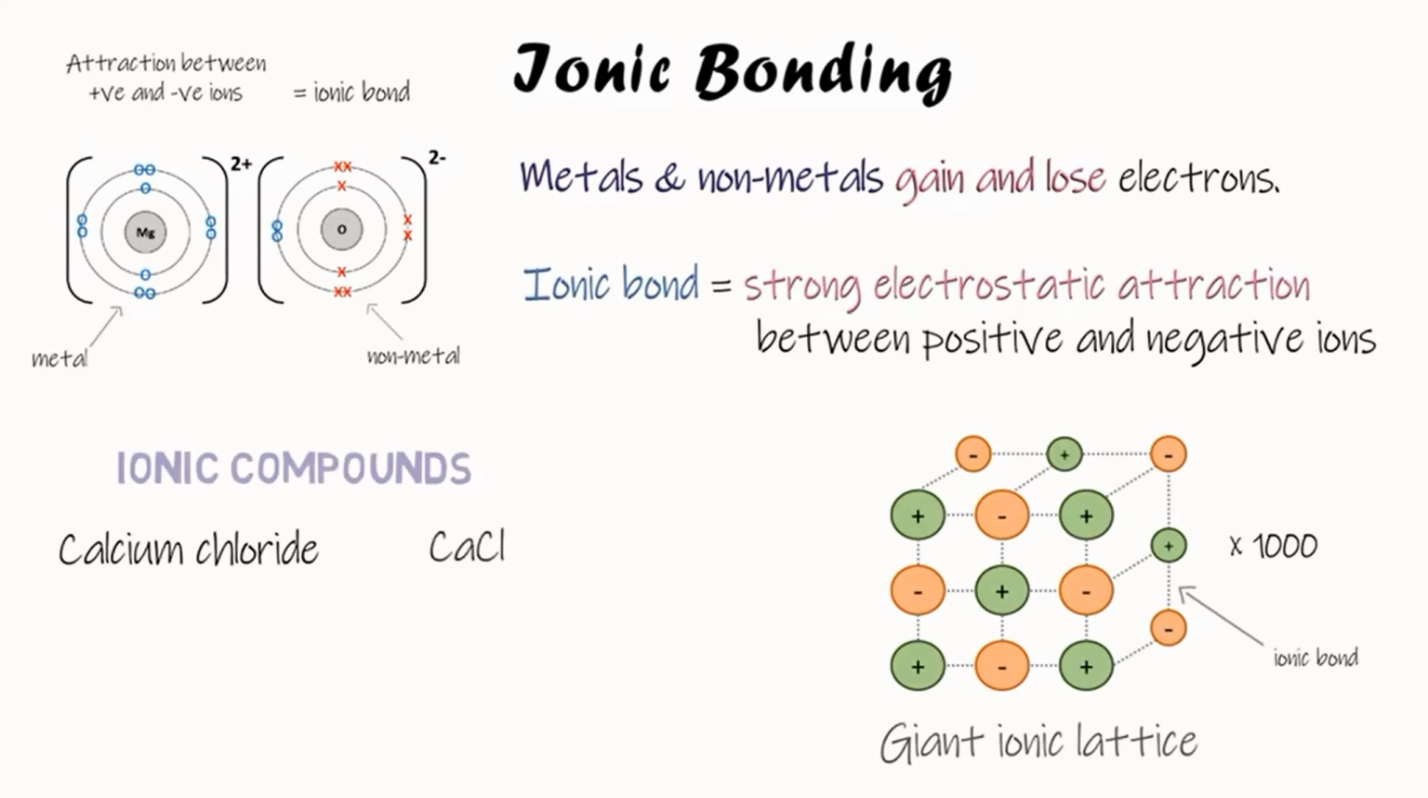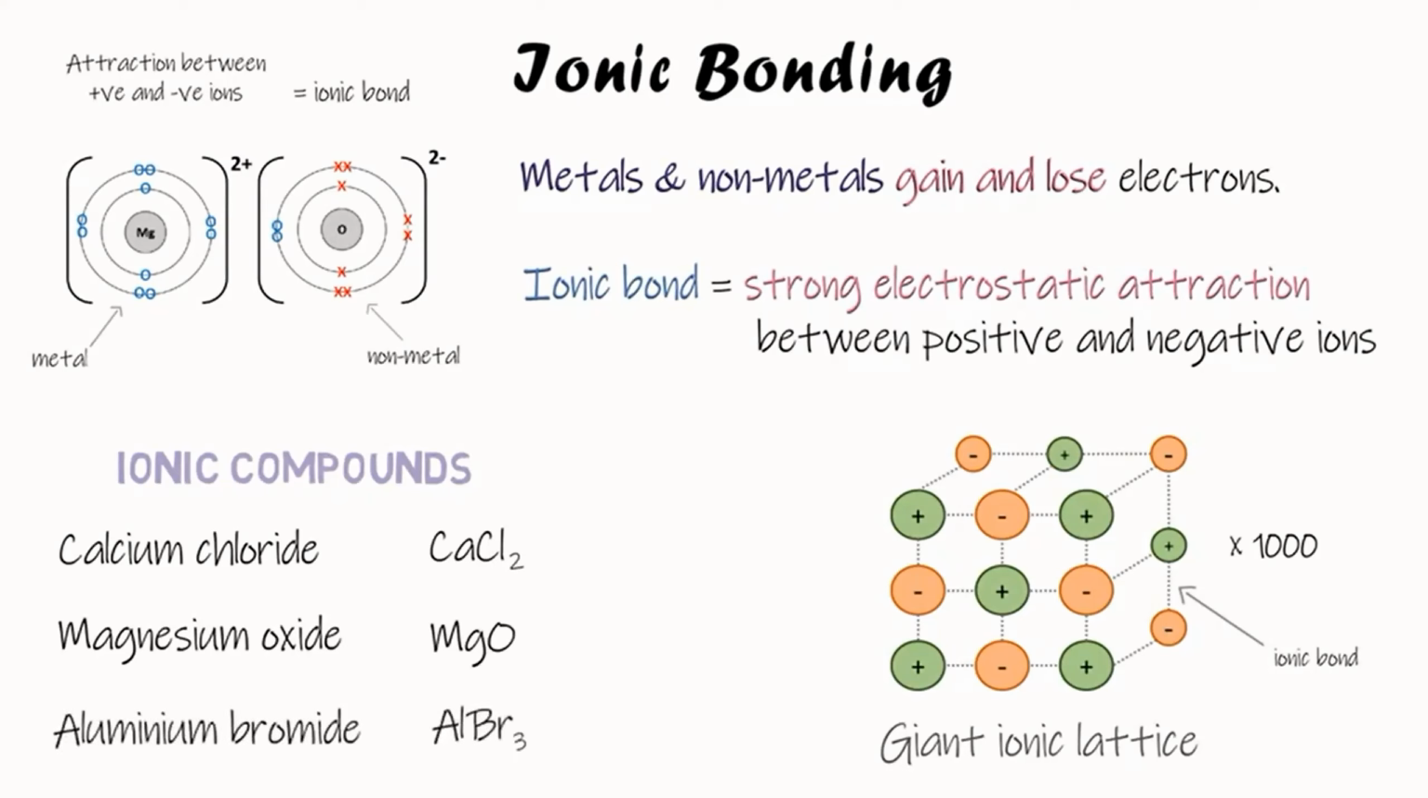Some examples of ionic compounds will be calcium chloride, magnesium oxide, and aluminium bromide. So you can see in each of these chemicals, if you look at their formulas, we've got a metal and a non-metal. So calcium is a metal, whereas chlorine is a non-metal. In magnesium oxide, magnesium is a metal and oxygen is a non-metal. And in aluminium bromide, aluminium is a metal and bromine is a non-metal.